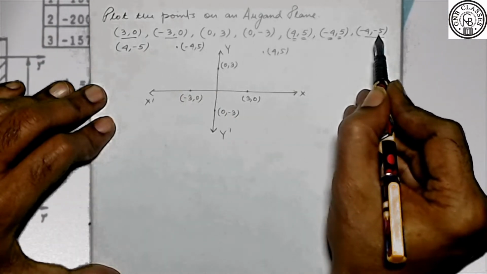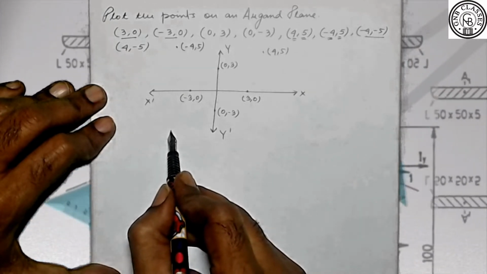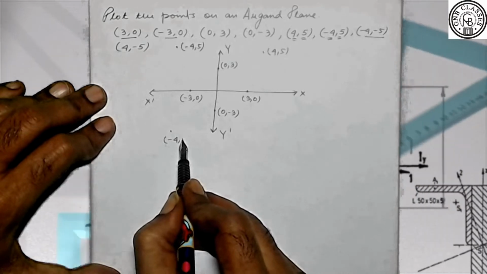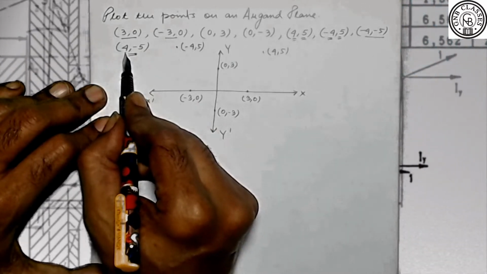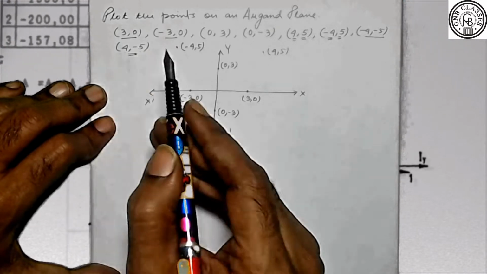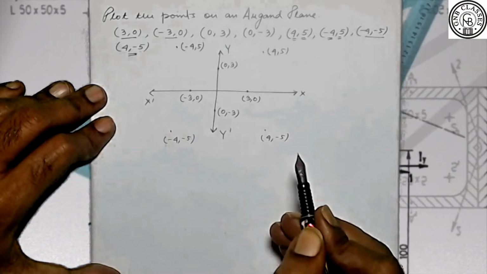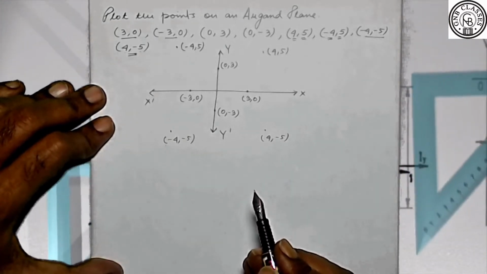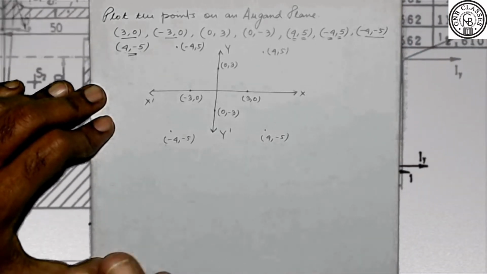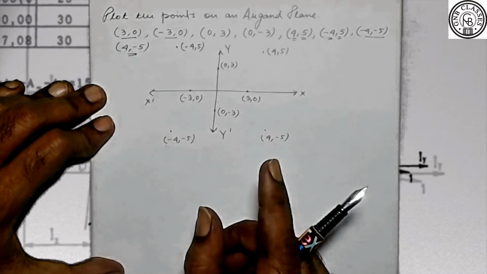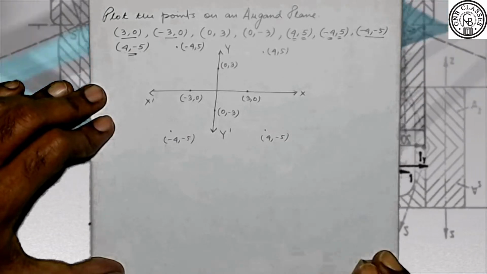Minus 4, minus 5. The x coordinate is negative, the y coordinate is negative, so it is lying in the third quadrant. This point will be minus 4, minus 5. 4, minus 5: x is positive, y is negative, so it is in the fourth quadrant, so it will be somewhere here. The point will be 4, minus 5. Is it clear? Have you understood how to plot the points on an Argand plane? Any point on the x-axis will be treated as a purely real number. Any point on the y-axis will be treated as a purely imaginary number.